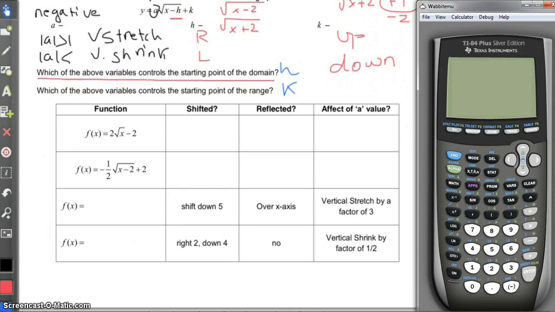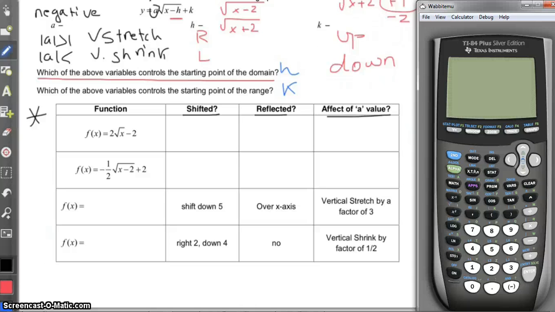Now, this will be a good time for you to pause the video and try to do this question on your own. Remember, you have to decide whether it's shifted, reflected, and what's happening. Is it a vertical shrink or vertical stretch? So I hope you tried on your own. Now let's do this together.